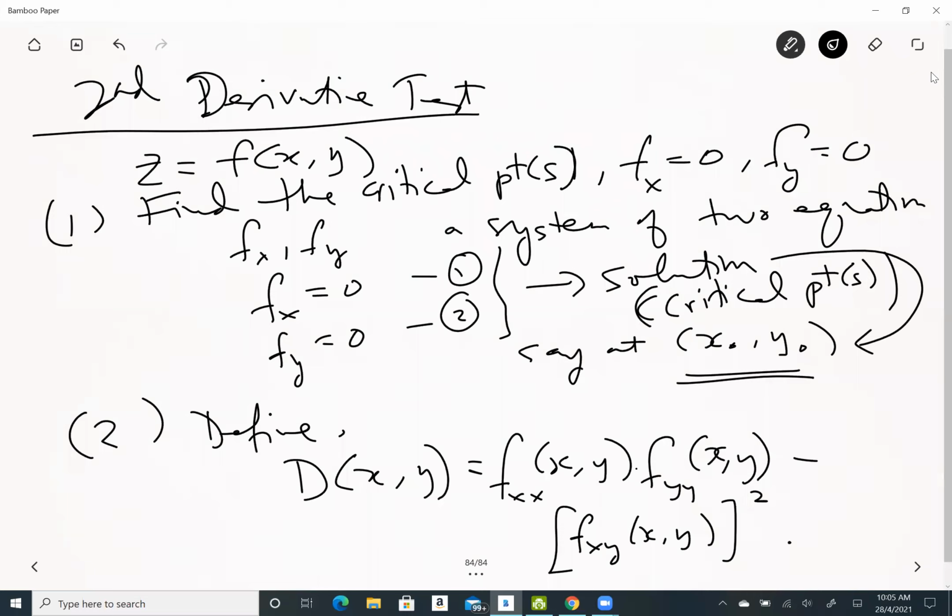The value of D at the critical point will determine whether the function has a maximum or otherwise at that critical point. In short, you don't have to write out the long form. We just call it D, equal to fxx multiplied by fyy minus fxy squared. That is the short form, easier for us to remember.